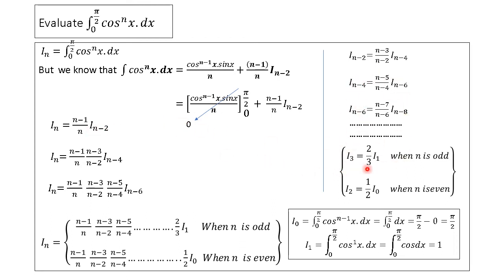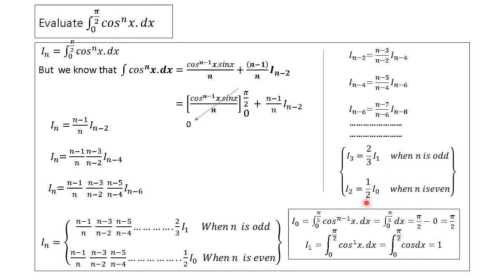Before that, let us calculate the I1 and I0 values. I0 means putting n is equal to 0. Putting n is equal to 0, we get I0, which is equal to the integral from 0 to pi by 2 of cos to the power 0 into x dx. Cos to the power 0 is 1, so it is the integral of 1 dx from 0 to pi by 2, which is x. Applying upper and lower limits, you will get pi by 2 minus 0. I0 value is pi by 2.